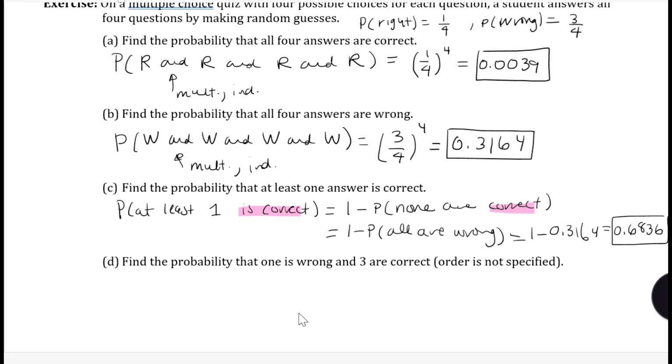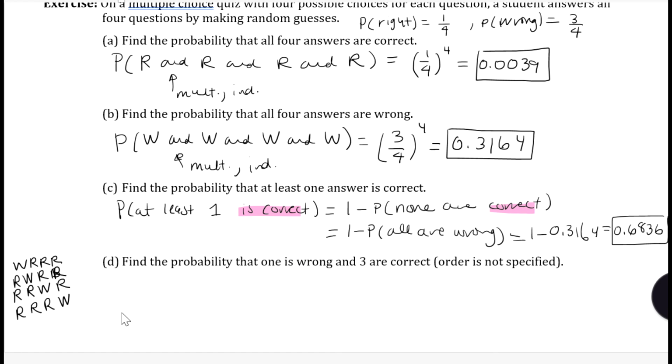Okay. So this last question is, find the probability that 1 is wrong and 3 are correct. The order is not specified. So we have 4 questions here. We could be wrong on the first one and be right on the last 3 questions. We could be right on the first one, wrong on the second one, right on the third and fourth one. We could be right on the first one, right on the second one, wrong on the third one, and right on the fourth one. Or we could be right for the first 3 and then wrong on the last one. This would be 1 is wrong and 3 are correct.